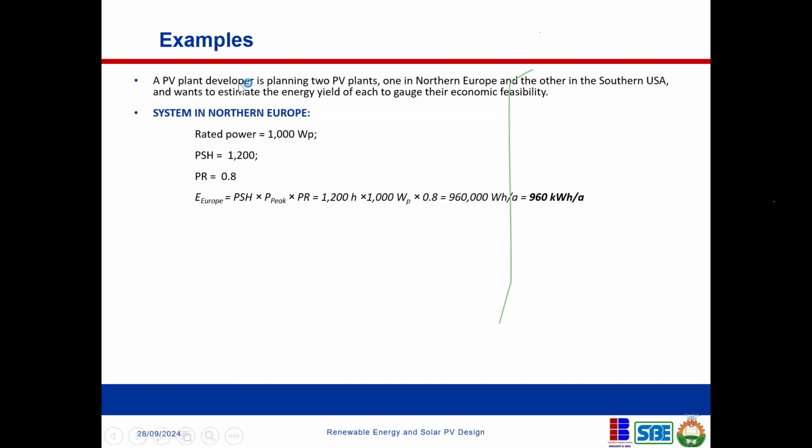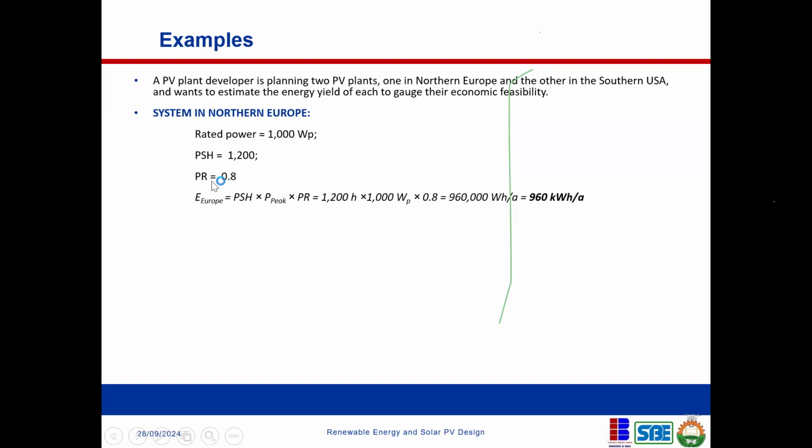So a PV plant developer is planning two PV plants, one in Northern Europe and another one in Southern USA, and wants to estimate the energy yield of each to gauge their economic feasibility, right? Now, these are the system characteristics. The system in Europe will have a rated power of 1,000 watt peak. The peak sun hour in a year is 1,200. The performance ratio of this PV plant is 0.8.